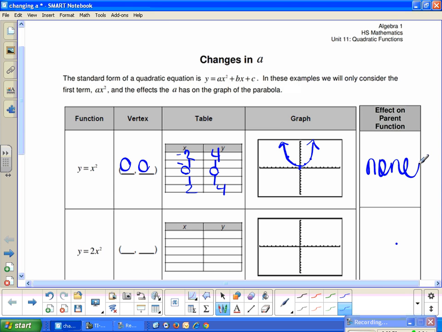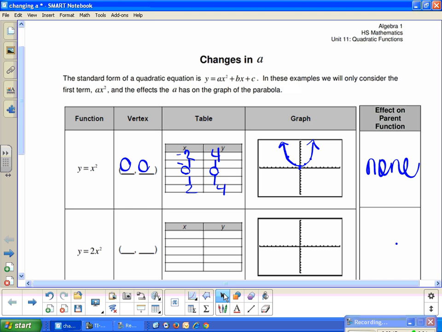And we don't have any effect on our parent function here because we didn't do anything to it. It is the parent function. So when I ask you for the parent function of a quadratic, this is what you're looking for. Y equals x squared. Starts at 0, 0. Has even your integers squared on either side.